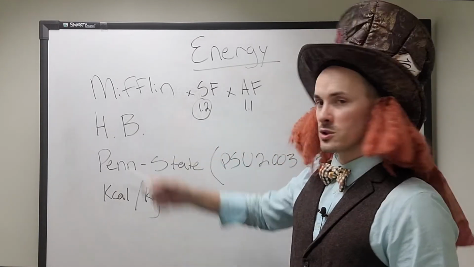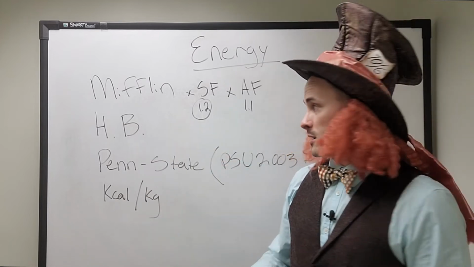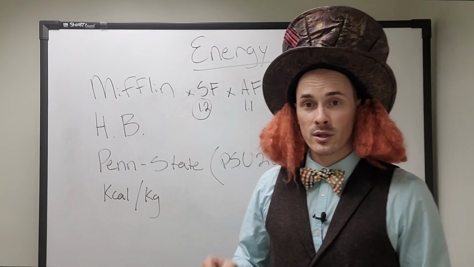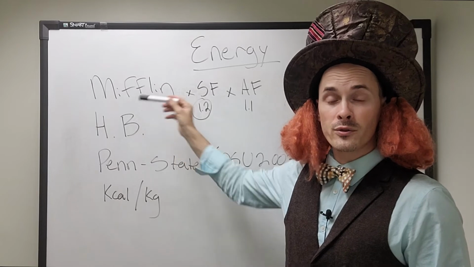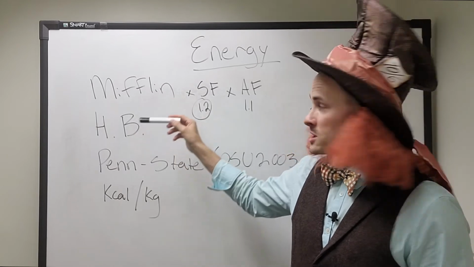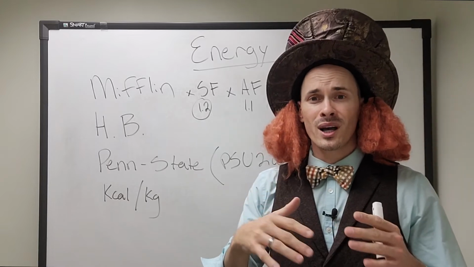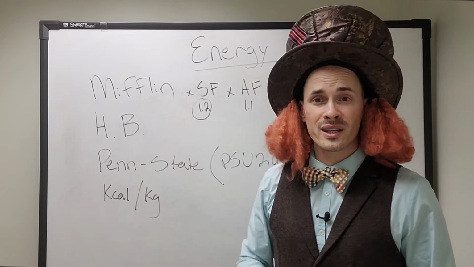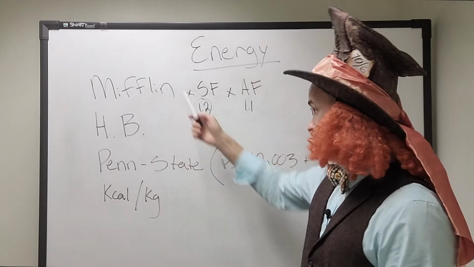You can also use the Harris-Benedict equation. It's very similar to the Mifflin. In my limited experience using Harris-Benedict, it generally overestimates compared to the Mifflin if you do both on the same patient. The Harris-Benedict, from my experience, gives you an extra 50 to 150 calories on top of the Mifflin. Now, that's not why I don't use it. We just don't use it. We use the Mifflin.